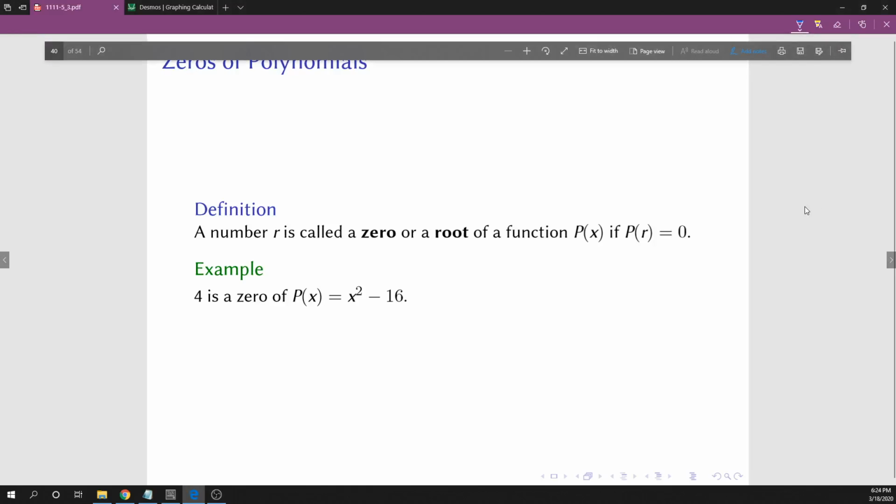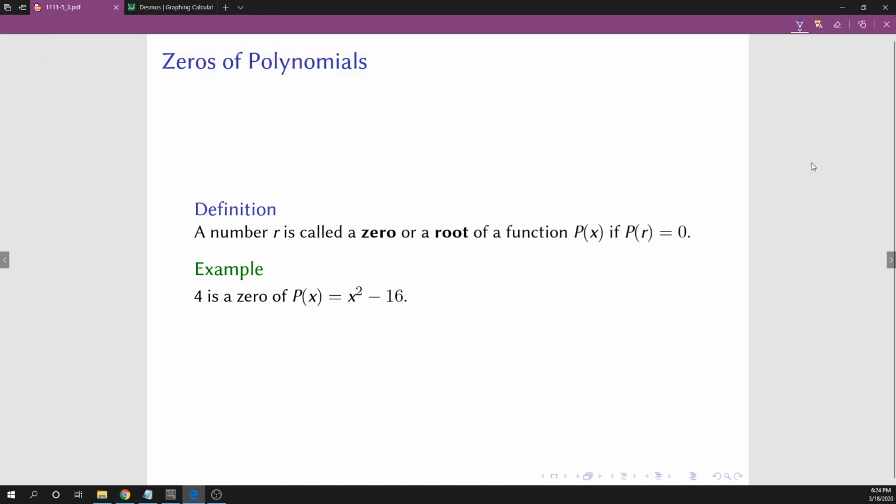In this video, we are going to talk about zeros of polynomials. So a zero of a polynomial, a number r is called a zero, also called a root or solution, of a function p of x if p of r is equal to zero.